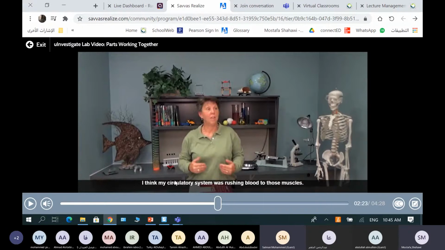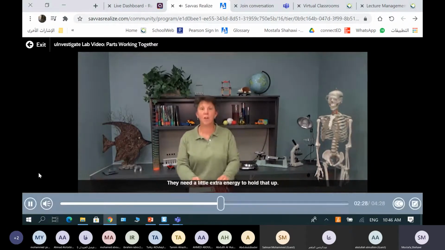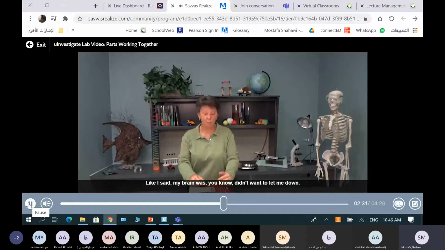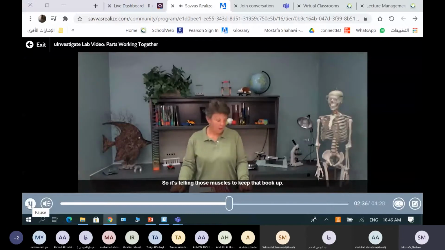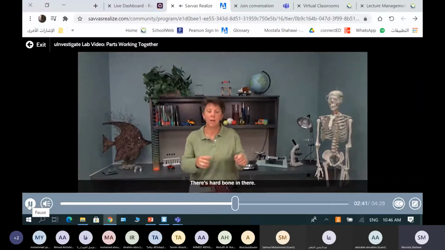The answer is here. I think my circulatory system was rushing blood to those muscles. The circulatory system was rushing blood because these muscles need more oxygen and more nutrients. So the blood was rushing toward these muscles to provide what they need. They needed a little extra energy to hold that up. Like I said, my brain didn't want to let me down, so it's telling those muscles to keep that book up. Well, there's a little structure in my arms. What's in there? There's hard bone in there.